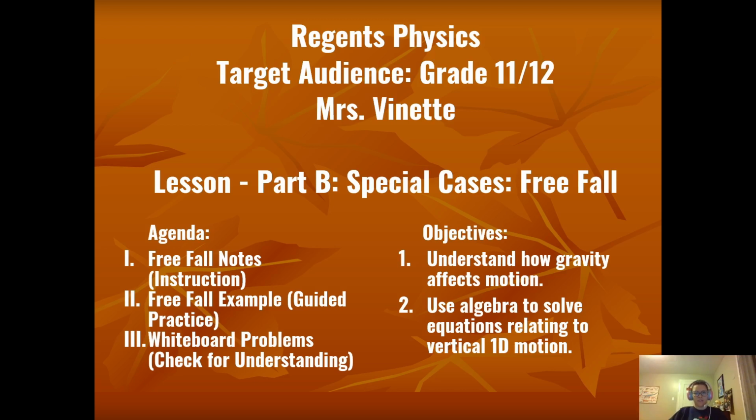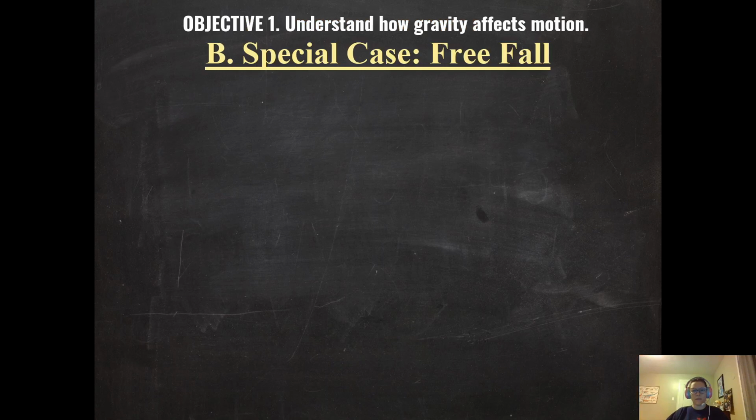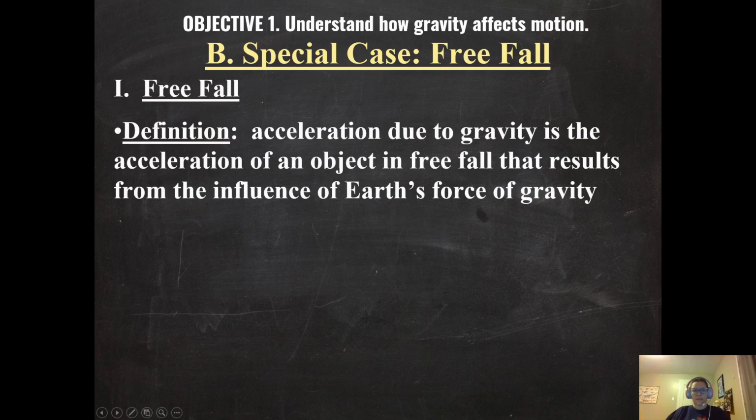Objectives being reached in this lesson. Number 1, understand how gravity affects motion. And number 2, use algebra to solve equations relating to vertical 1D motion. So for our special case, free fall, we will be understanding how gravity affects motion. All objectives will be located at the top of each slide, so you can check back to make sure you are meeting those objectives.